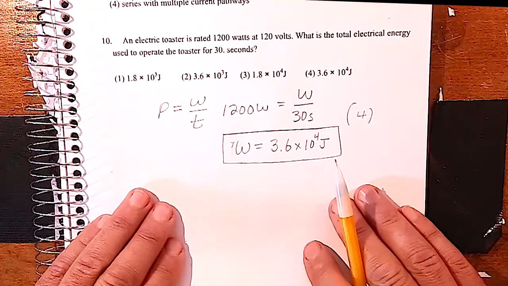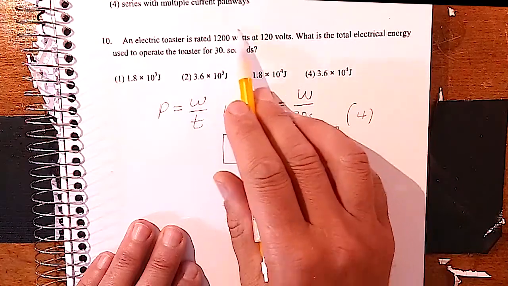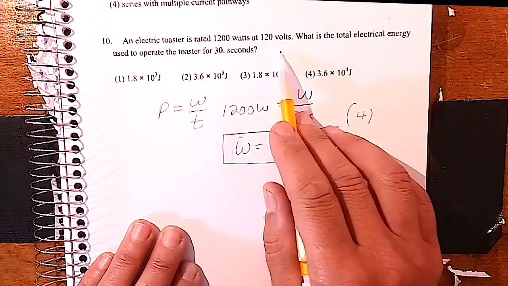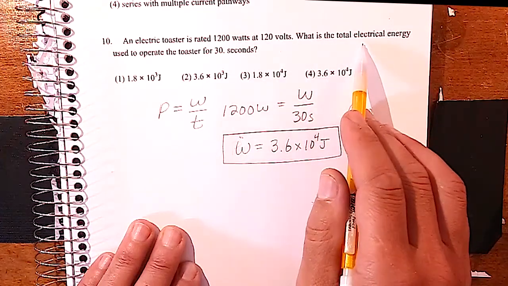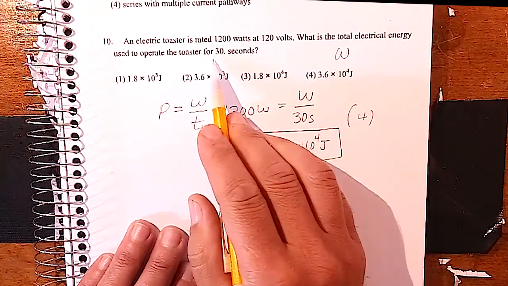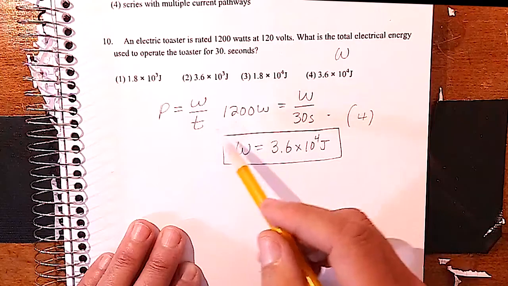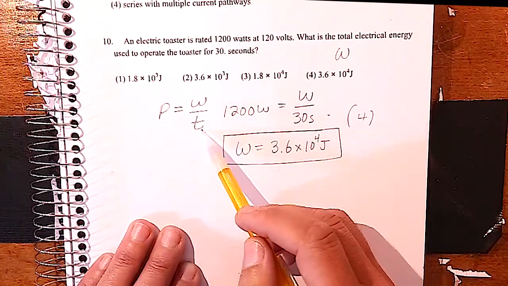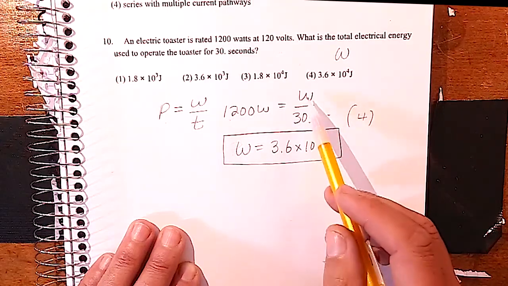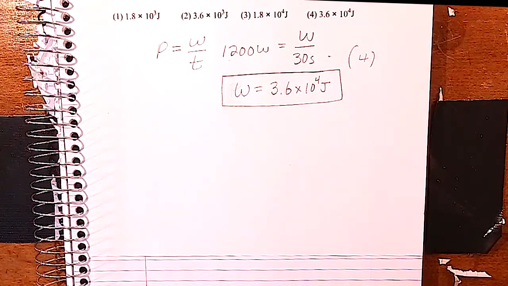The last question here gives us a toaster of 1200 watts, so that's our power, 120 volts, which we actually don't need. And what's the total electrical energy, that is W, to operate the toaster for 30 seconds? So actually this isn't really an electricity question. We can just do P equals W over T. So we know it's 1200 watts, run for 30 seconds. To solve for the energy, that's 3.6 times 10 to the 4th joules.